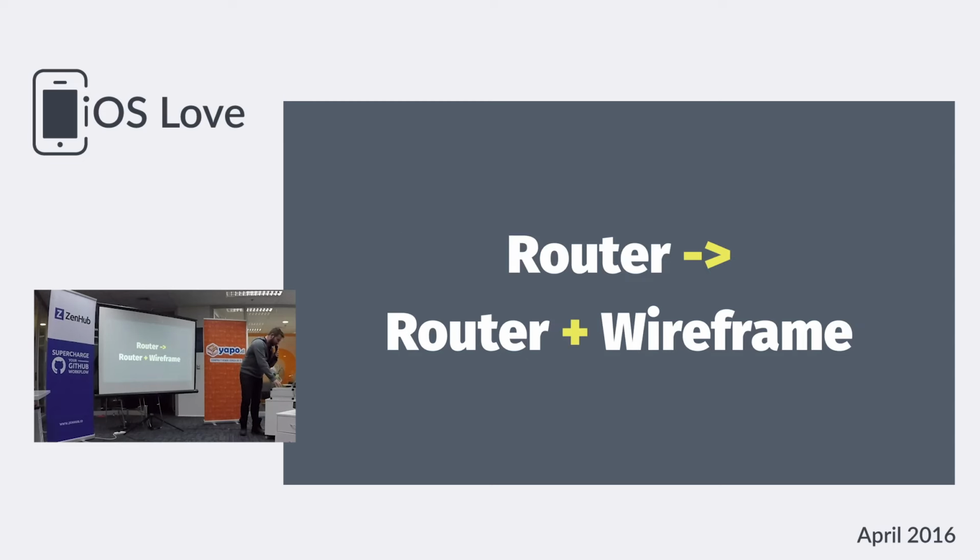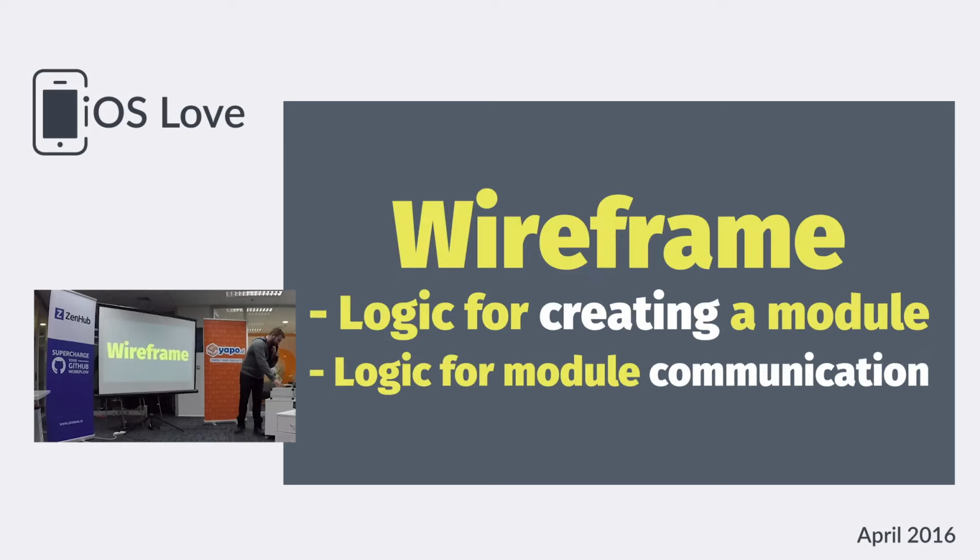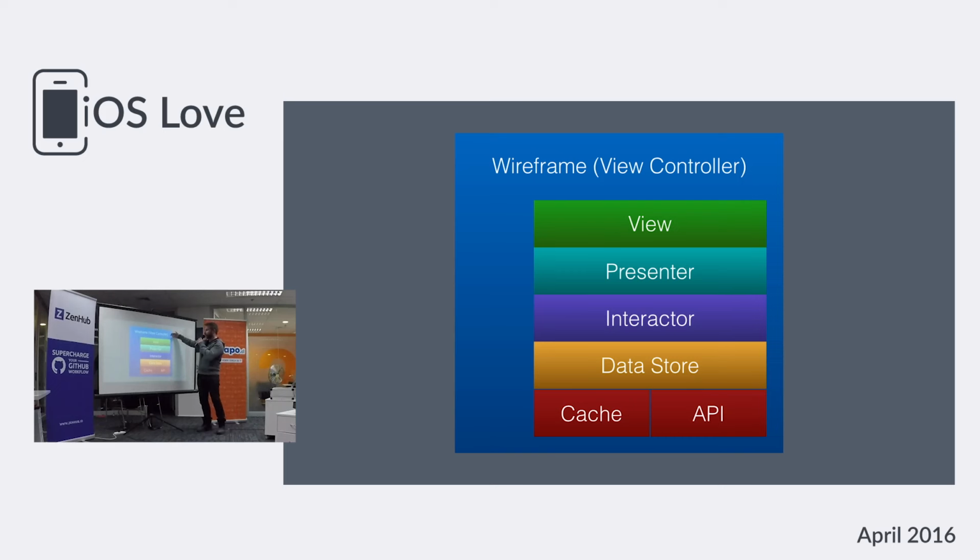So let's split the router into a router and a wireframe. Rather than having the router create everything and handle navigation, let's have the router just do navigation, and the wireframe will create the module. It'll initialize all those separate layers, hook them up, and it is also the boundary for communication back into the router to ask it to display a different screen. In this case, this is the wireframe, and the router will be somewhere up there.